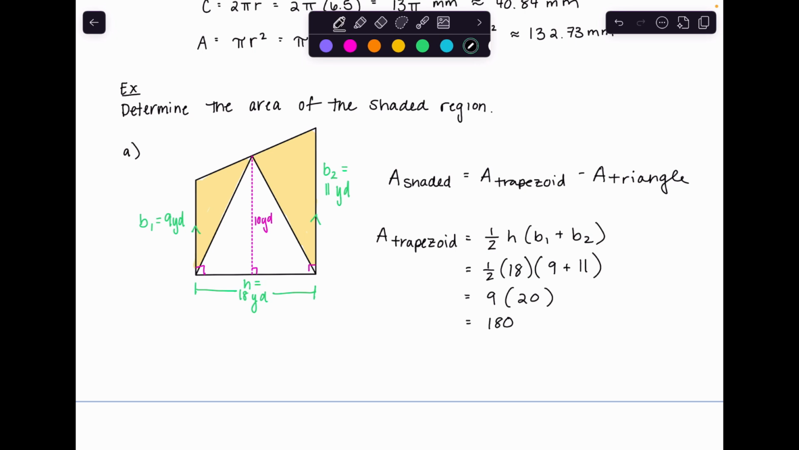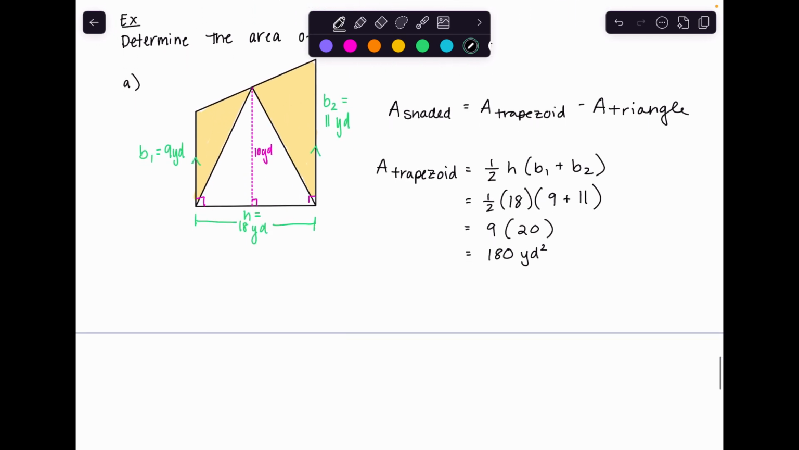And then it's an area, so it should be my units squared, and everything here is measured in yards, so my unit is yards squared. So I've got the larger figure, and from that I need to remove this triangle. So we need to find the area of the triangle next.